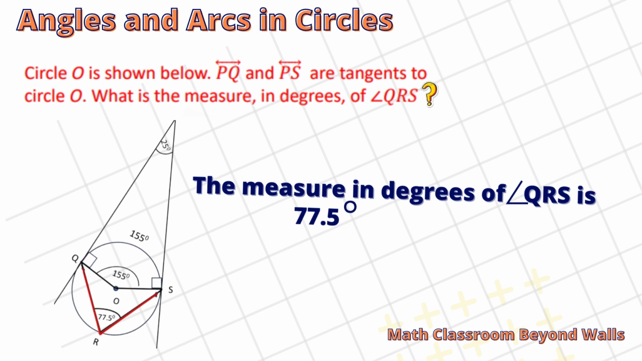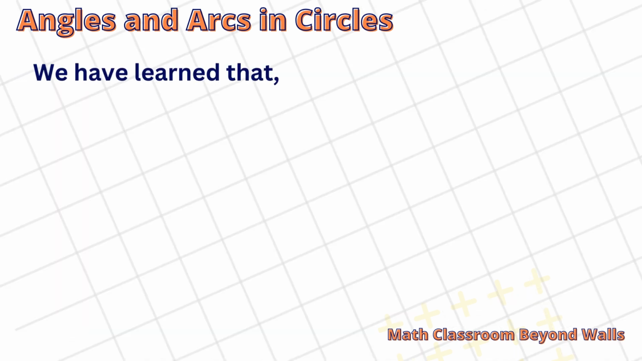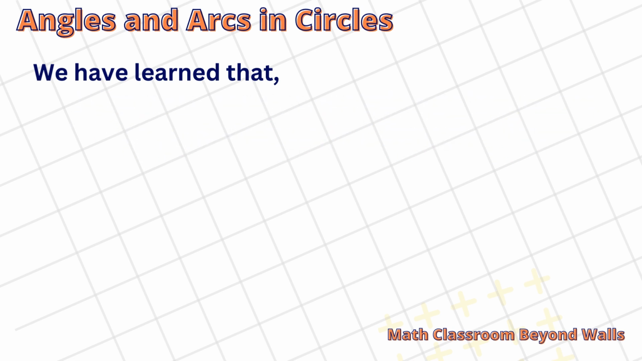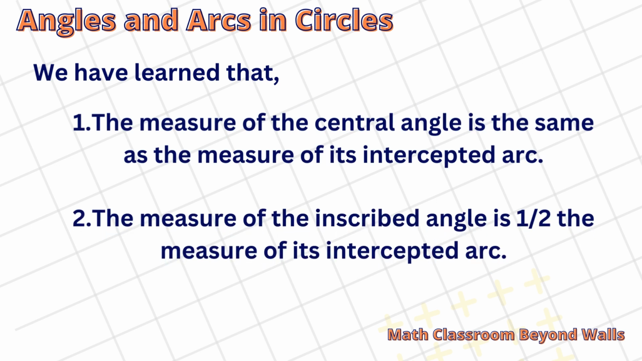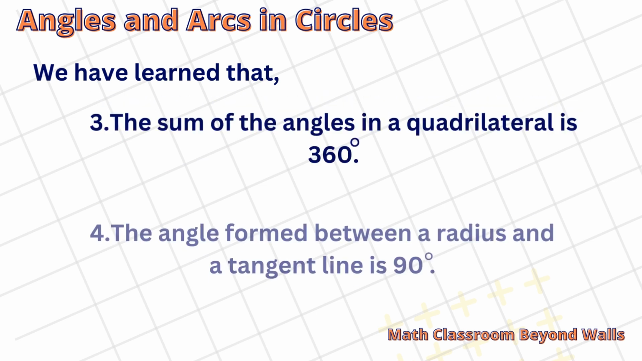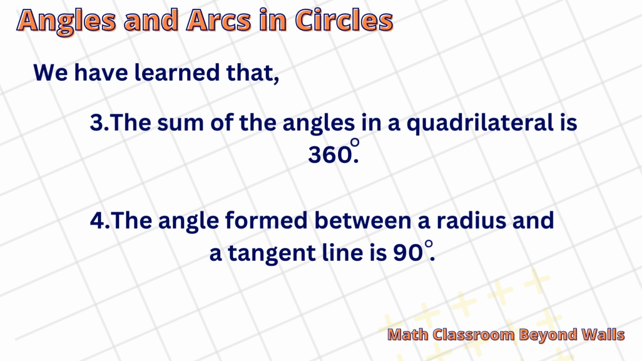There you are, learners. Let us summarize what we have learned in this video. We have learned that, first, the measure of the central angle is the same as the measure of the intercepted arc. Second, the measure of the inscribed angle is one half the measure of its intercepted arc. Third, the sum of the angles in a quadrilateral is 360 degrees. Fourth, the angle formed between a radius and a tangent line is 90 degrees.